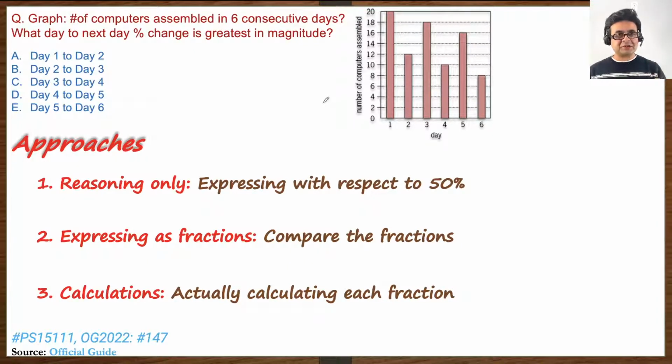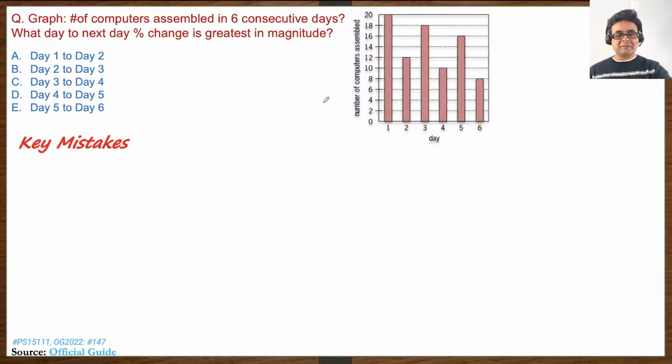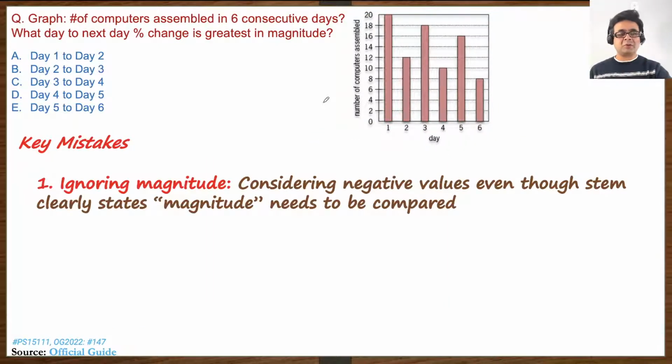The second is expressing it as fractions, and how to solve questions like this when expressed in fractions. And then finally, the actual calculations that somebody will do. This is the worst method to solve this question because it is the most time consuming. I will also talk about some of the mistakes people make in questions like this so that you can avoid those mistakes in future. First I'll talk about the mistakes, then I will go through the methods.